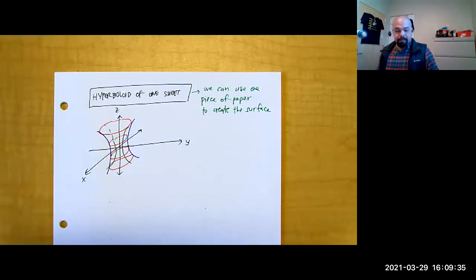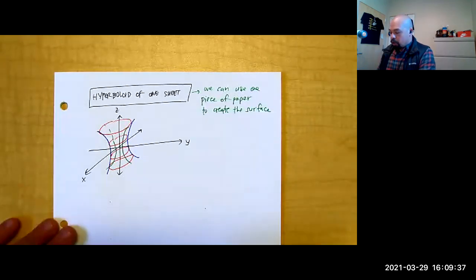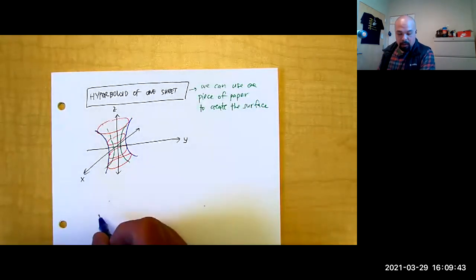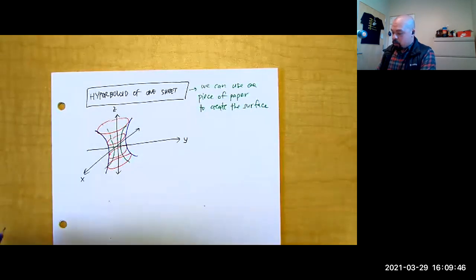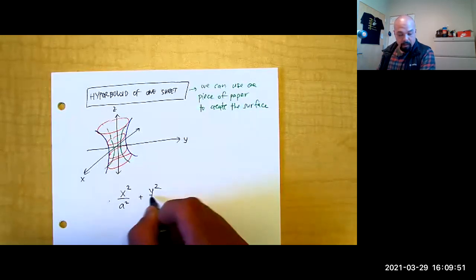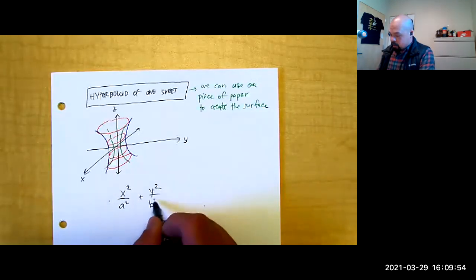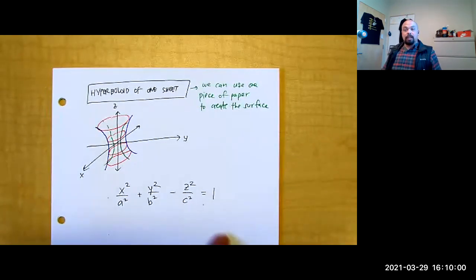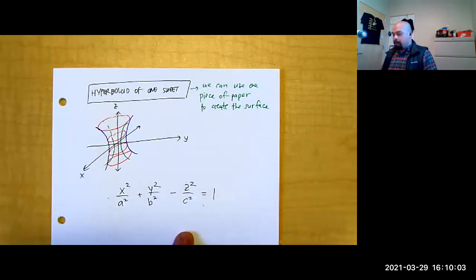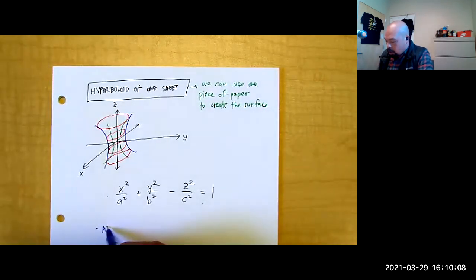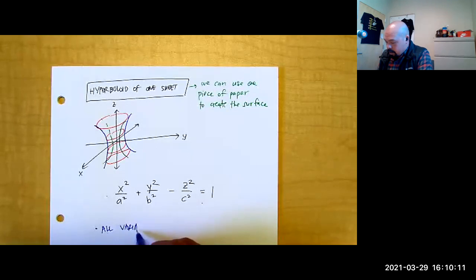And so for that hyperboloid of one sheet, what we're going to notice in our equation, let me write my equation once more: x squared over a squared plus y squared over b squared minus z squared over c squared is equal to 1. Now this looks a lot like the equation we just talked about, that cone, but notice the big thing, we have a 1 here. So our comments here: all variables are quadratic.